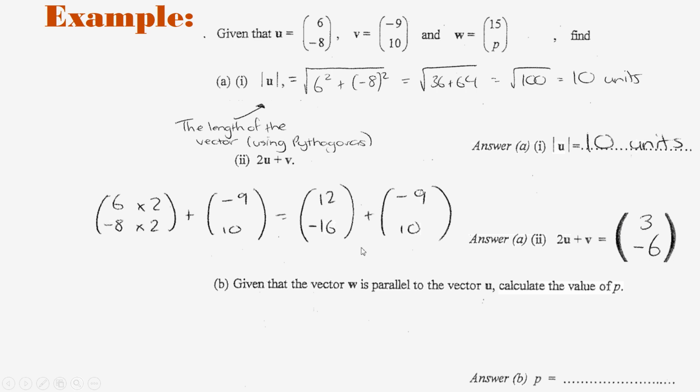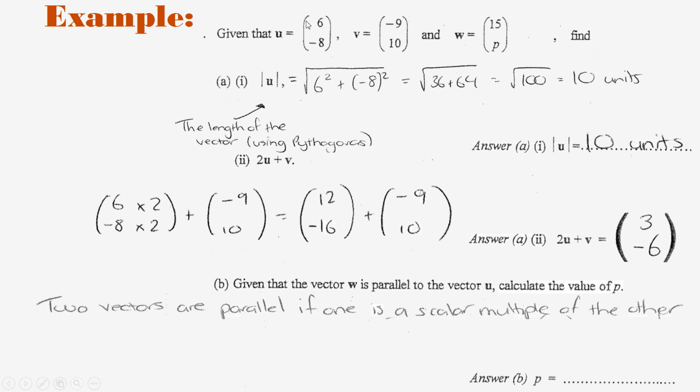Given that vector w is parallel to the vector u, so they're saying that this vector is parallel to that vector. Calculate the value of p. So remember from a previous lesson, for two vectors to be parallel, one must be a scalar multiple of the other. So whatever you multiply this by to get that, you multiply that by the same number to get that. So you could work out what you multiply by doing 15 divided by 6.